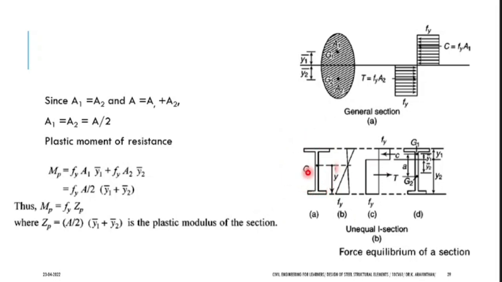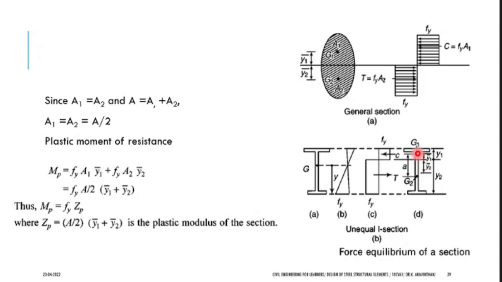When you cut this section in the x axis, you will have different shapes. So when you have this kind of section, you have to cut the section in equal area. What do you mean by equal area? The bottom and top half should have the same area. If you cut at this point, what happens?